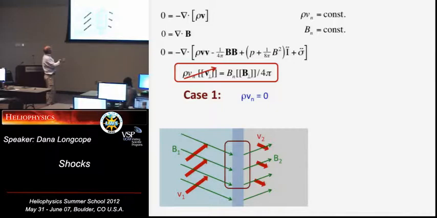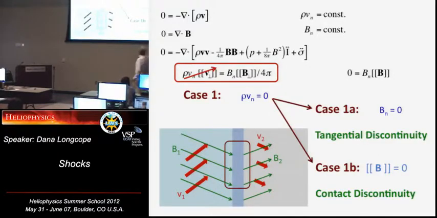Now, if we look at case 1, we have Bn times the jump in magnetic field transverse, but of course the normal component doesn't have a jump. So this is really Bn times the jump in the magnetic field vector. That must be 0, in case 1. Well, unfortunately, that brings up two subcases, case 1a and case 1b. Case 1a is when I solve this equation by setting B normal equal to 0. That's also case 2, but this is case 1a. Case 1b is when the magnetic field doesn't change.